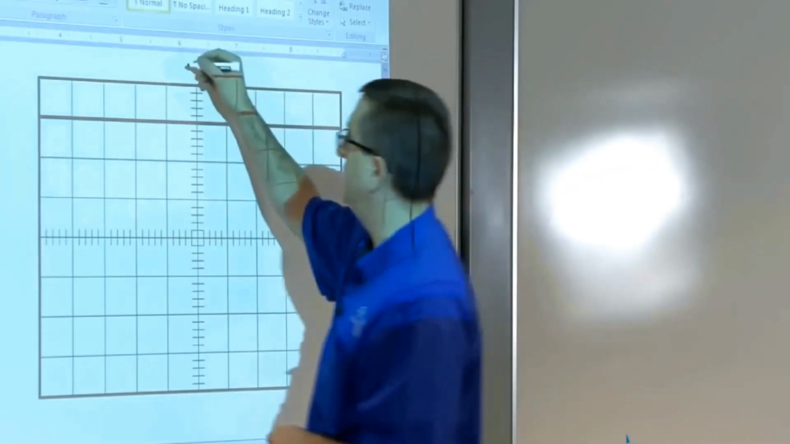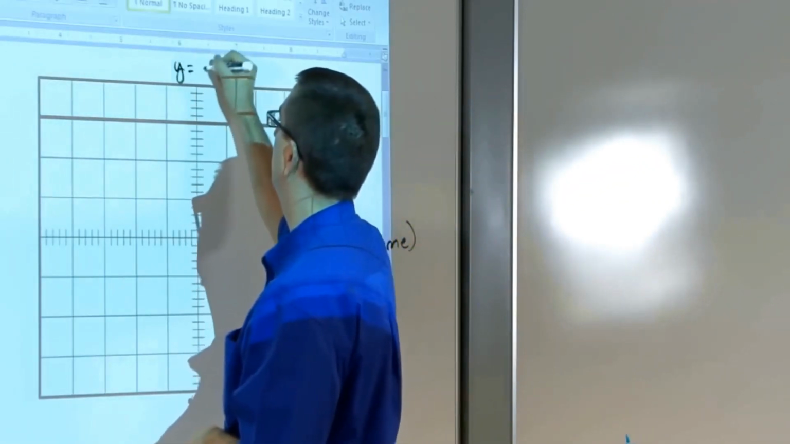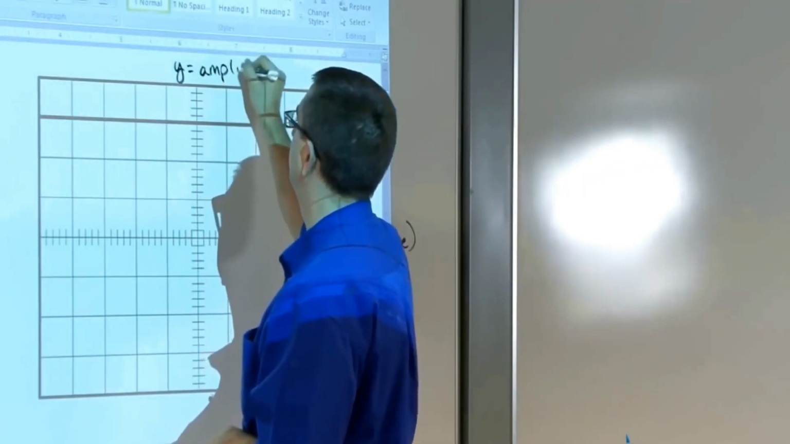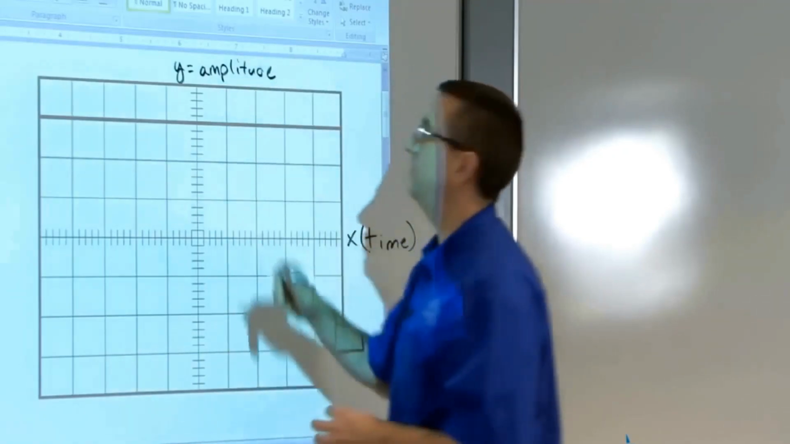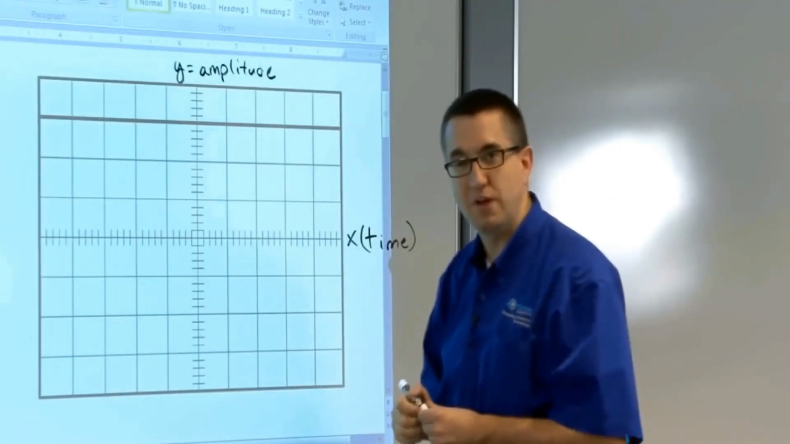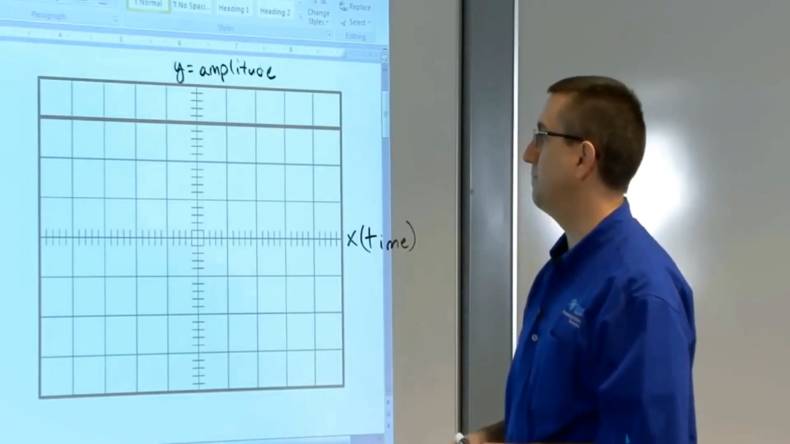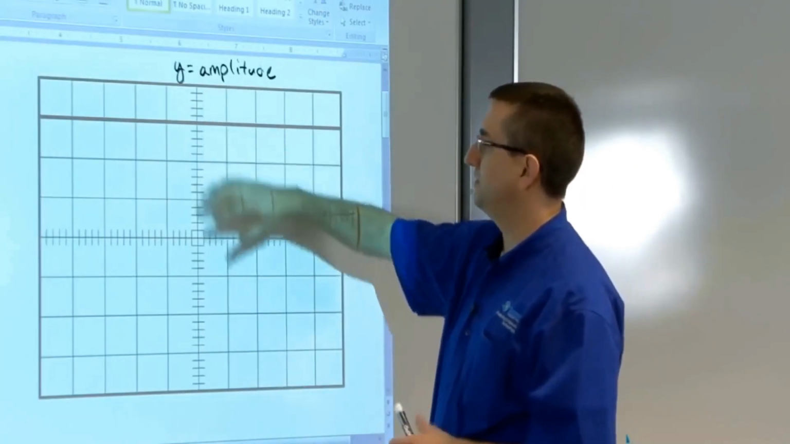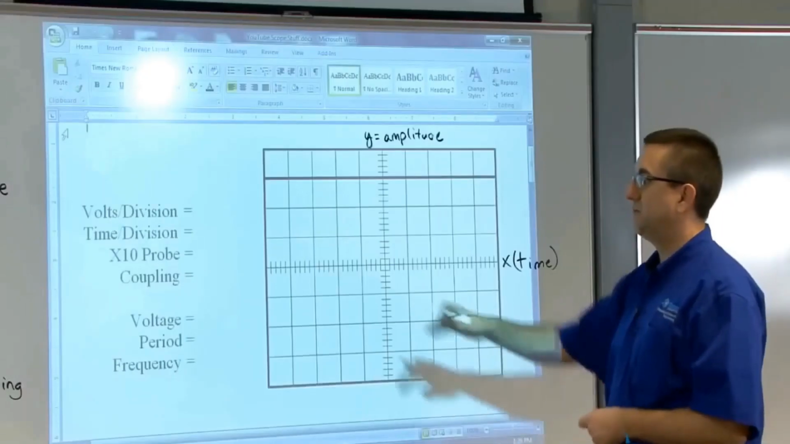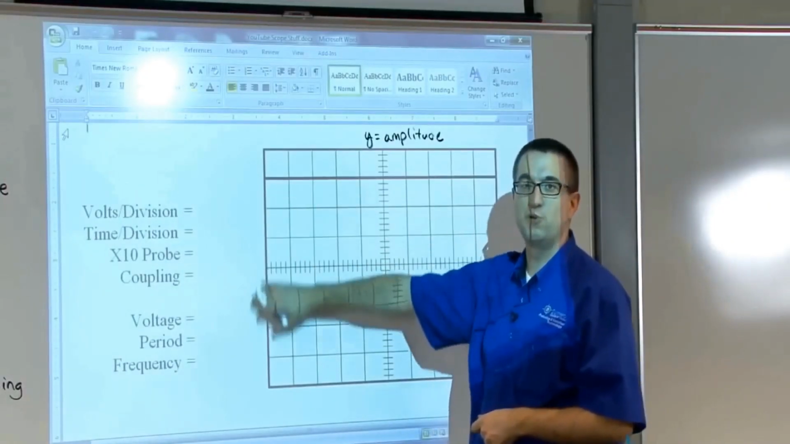The Y coordinate here is going to represent amplitude. Okay, and you guys will see here in a second how we actually take a voltage measurement with respect to time, and that's amplitude with respect to time. And then these graticules represent different quantities depending on what position your various controls are in.